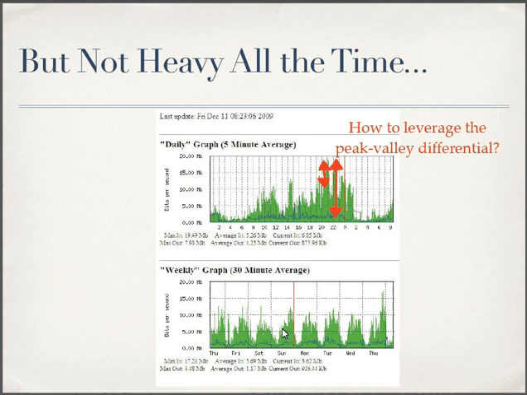If only people can wait till the valley, then we can bring the tail much closer to the median by dumping the peaks into the valley, and the operator wouldn't have to over-provision for the top of the peak. TUBE makes this possible by incentivizing users to move to the period of mild congestion.